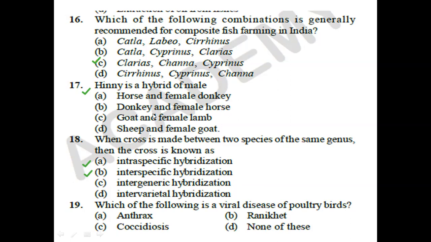Which of the following is a viral disease of poultry birds? Anthrax, foot and mouth disease in sheep, coccidiosis for honeybee, none of these. Ranikhet is the answer.